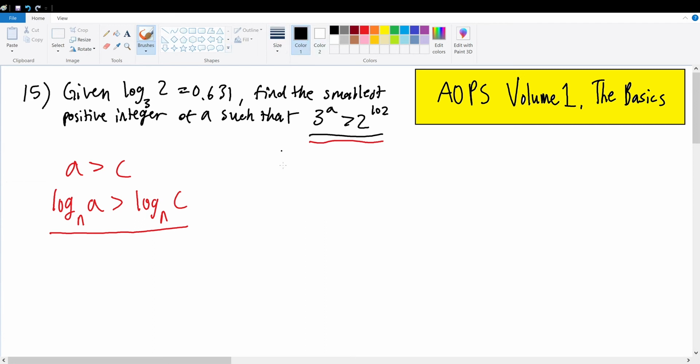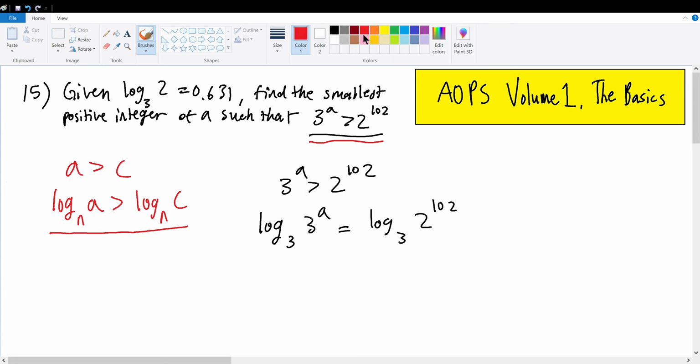So 3 to the a power is greater than 2 to the 102 power. Let us take log base 3 of both sides to try to utilize our given information. So this will be greater than log base 3 of 2 raised to the 102 power.